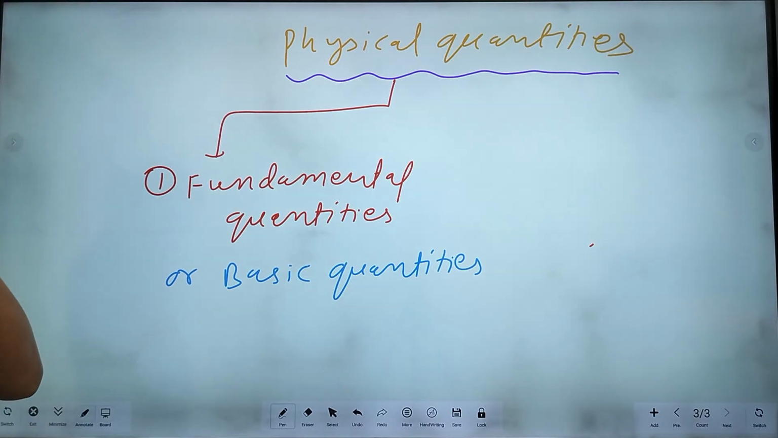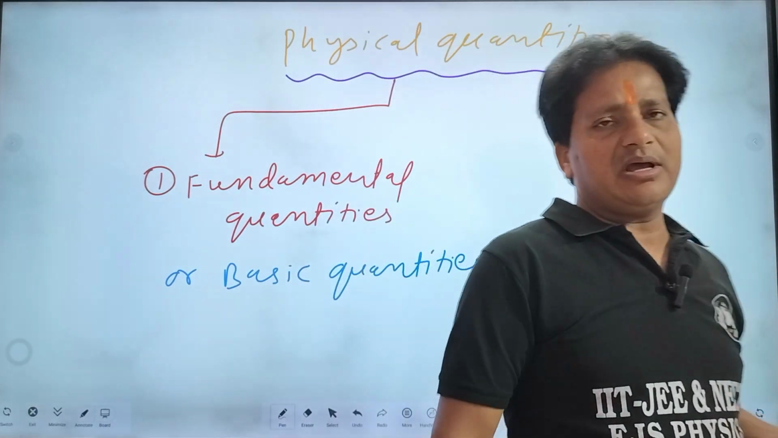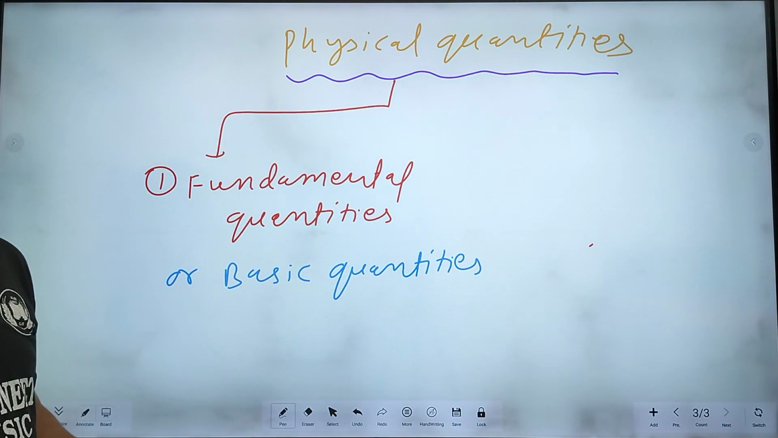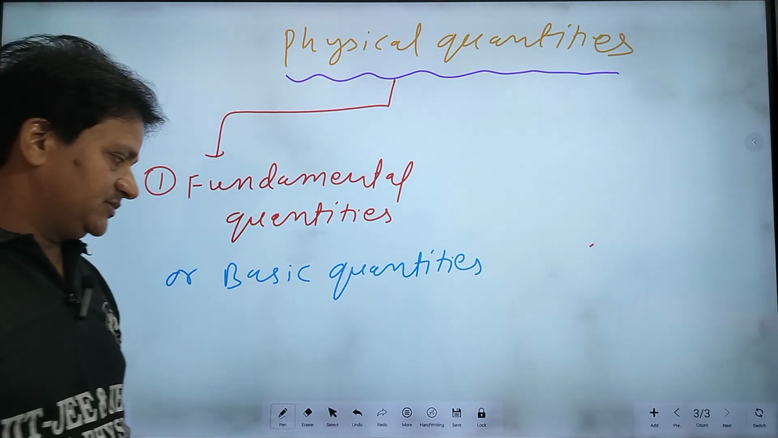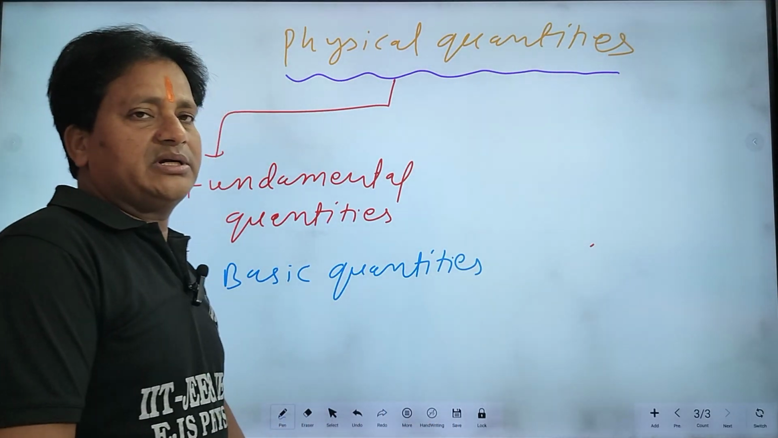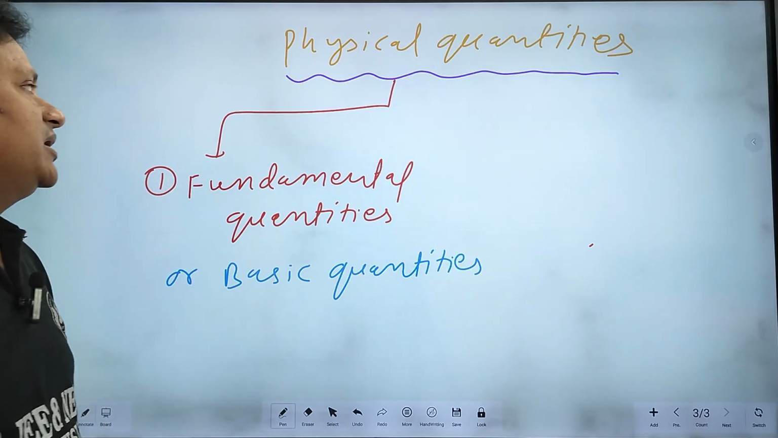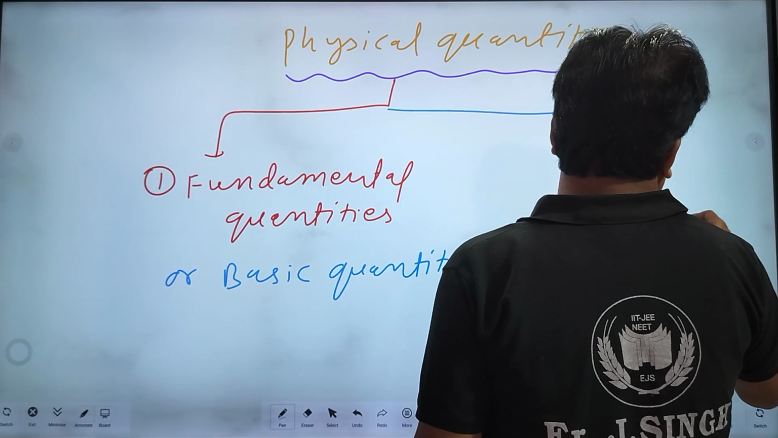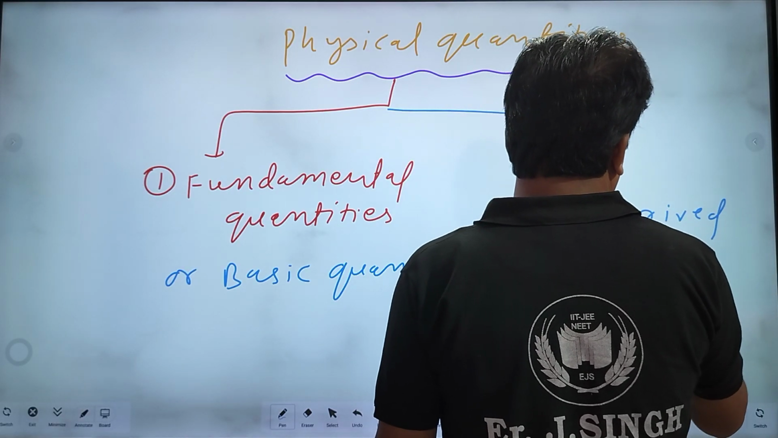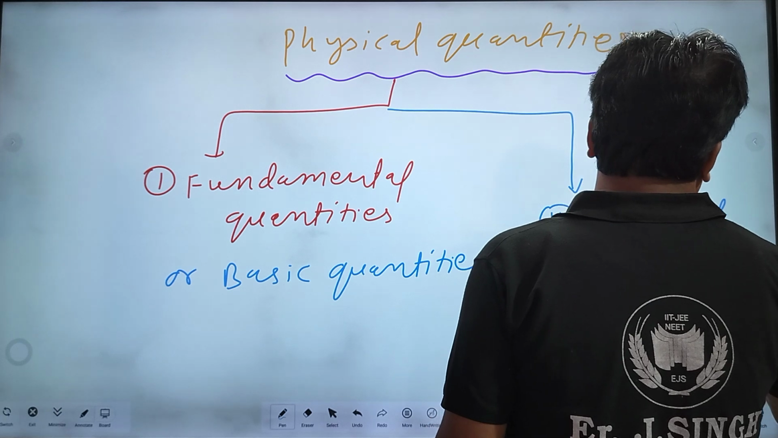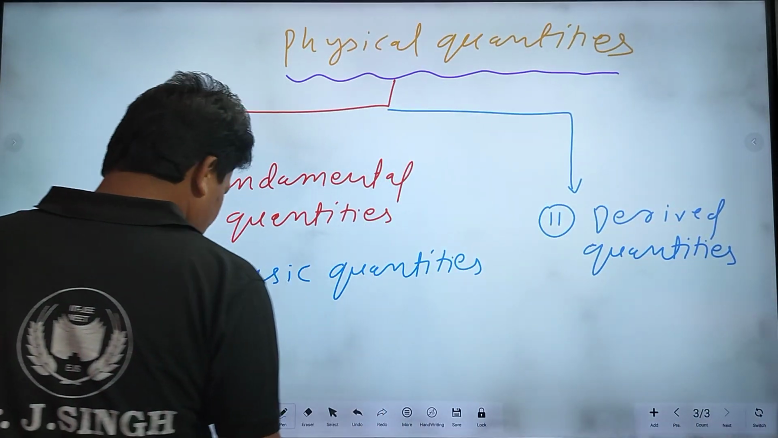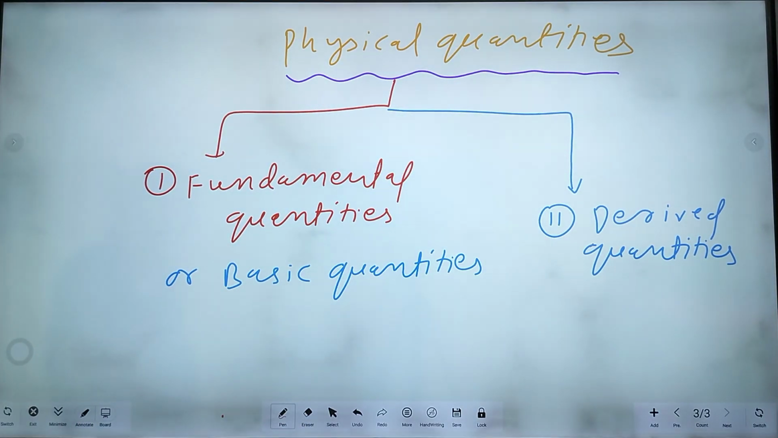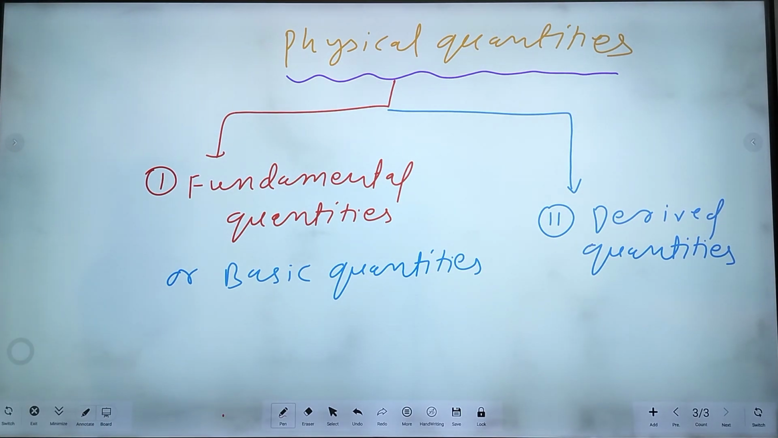What are the physical quantities? Those quantities which can be measured are called physical quantities. In physics, we have to study only physical quantities. Physical quantities are further divided into two parts. First one is fundamental, and second one is derived quantities. Now I am going to discuss one by one fundamental quantities and derived quantities.